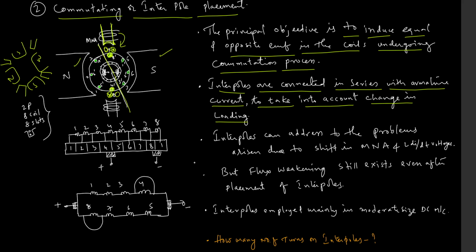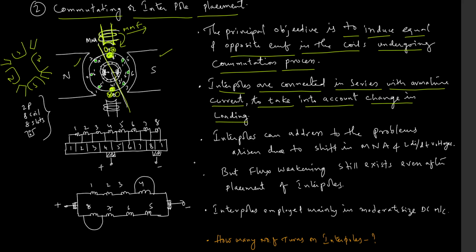loading condition, because as the loading on the armature changes, the actual EMF induced in this coil will be varying. Now I can't fix the MMF in this interpole to a fixed value and keep on inducing the same amount of opposite EMFs at all times, but it has to change according to the EMF present in this commutating coil. So for that I have to place these coils in series with the armature coils. So how do I connect?